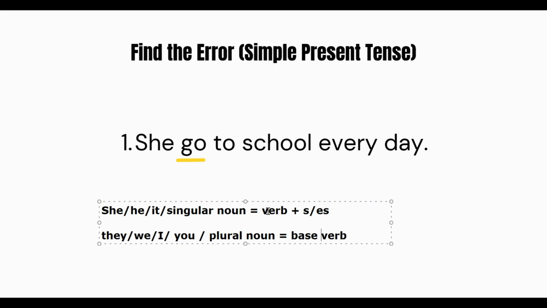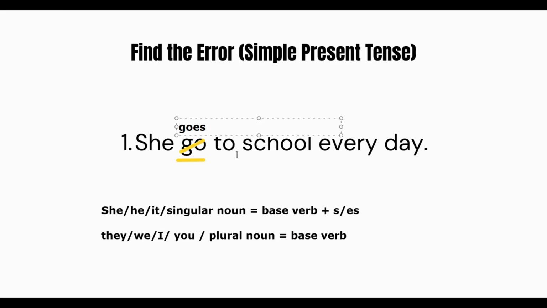Okay, so to correct the sentence, we would have to add es to the verb go, and we would say, she goes to school every day.